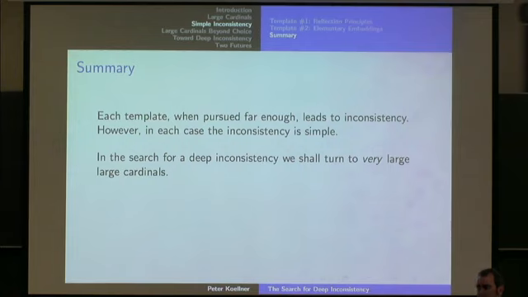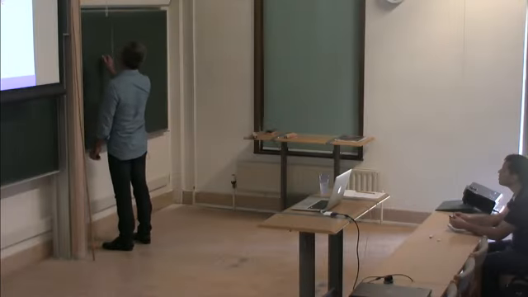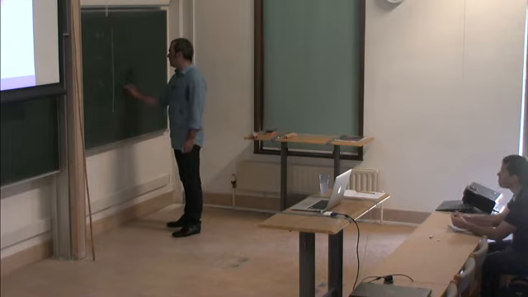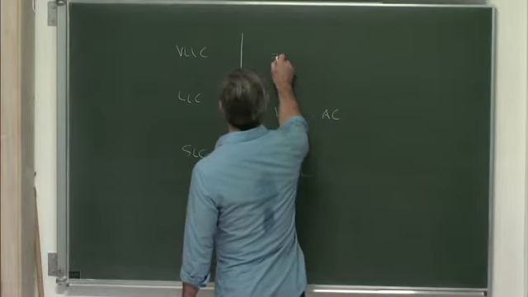And the very large cardinals imply AC fails. So in moving from small large cardinals, we broke the V equals L barrier, and now in moving from large cardinals to very large cardinals, we'll break the AC barrier. So the picture is, you've got small large cardinal axioms, large cardinal axioms, very large cardinal axioms, and these are compatible with V equals L. Here, V doesn't equal L, but they're compatible with AC. And here you get not AC.